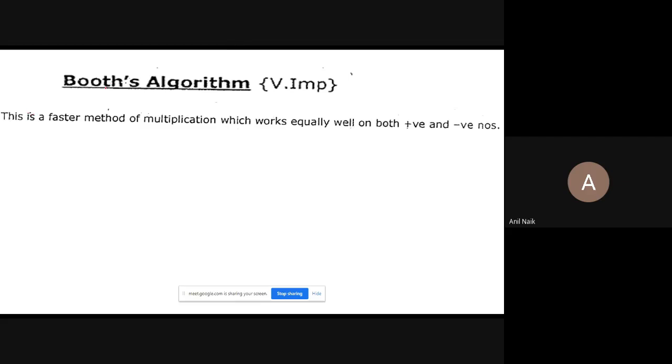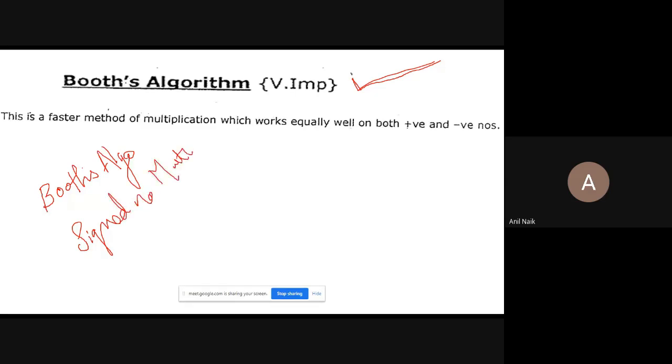So the approach for negative or signed number multiplication is Booth's algorithm. Booth's algorithm for signed number multiplication. It works equally well for positive numbers and negative numbers.